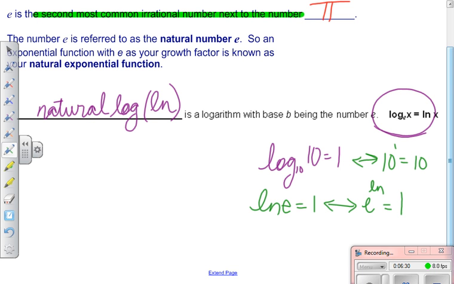So the same strategies we used about raising things to the common log or base 5 of 5, we're going to use with e and natural log. Those two are separate buttons on your calculator. Log and ln are not the same.